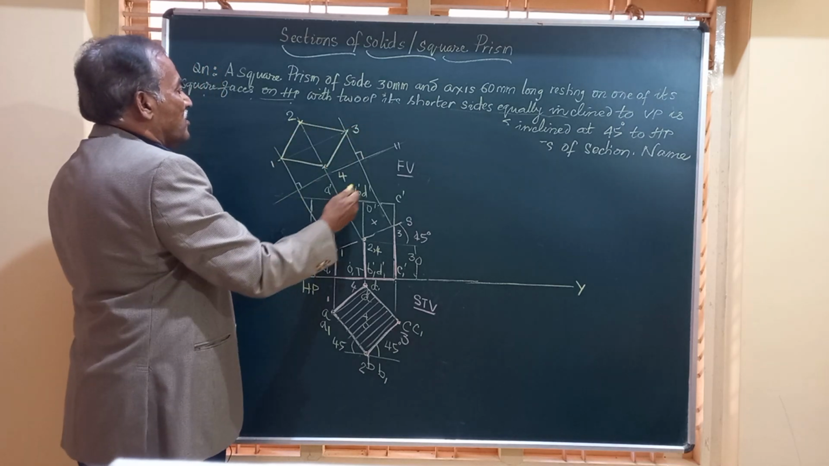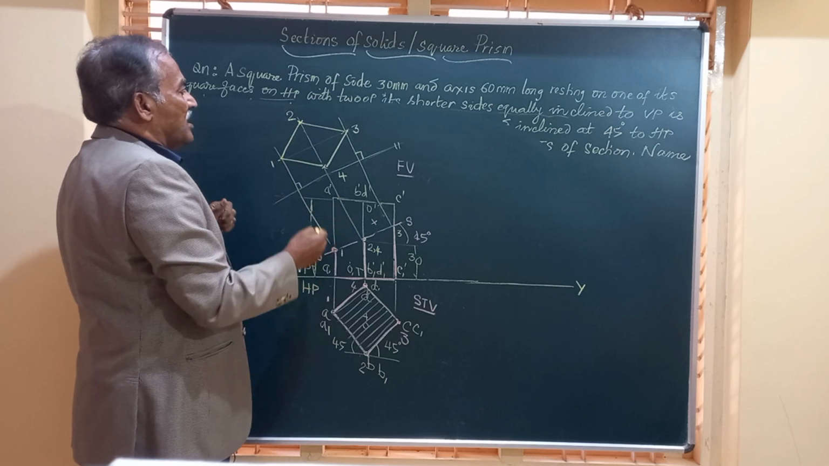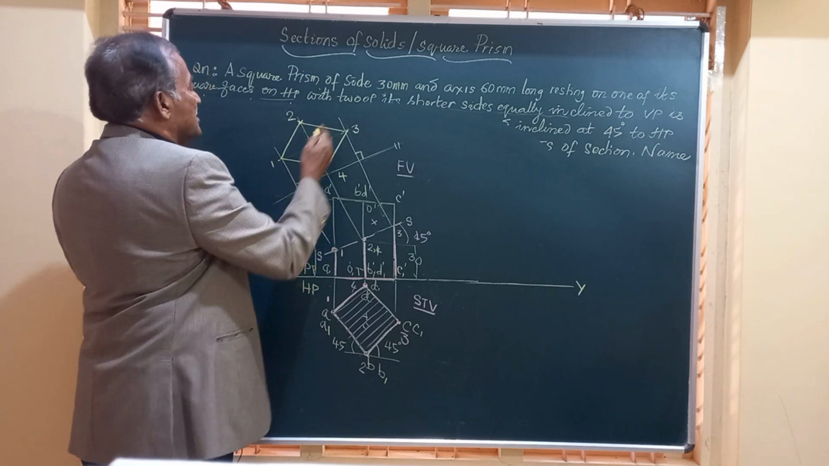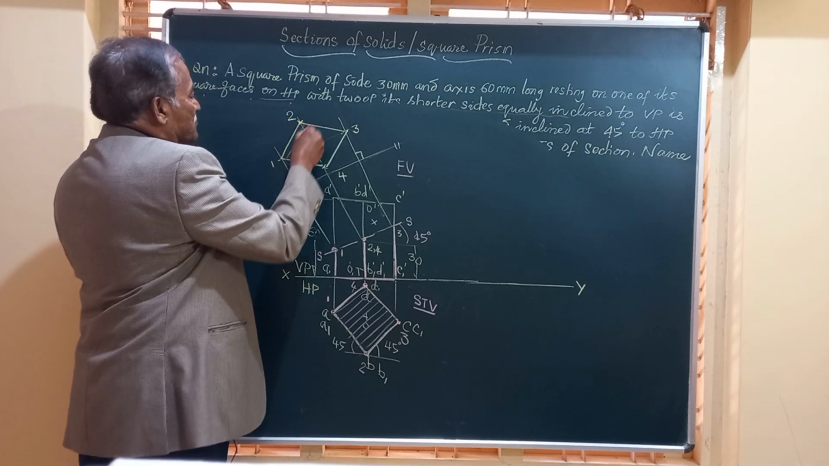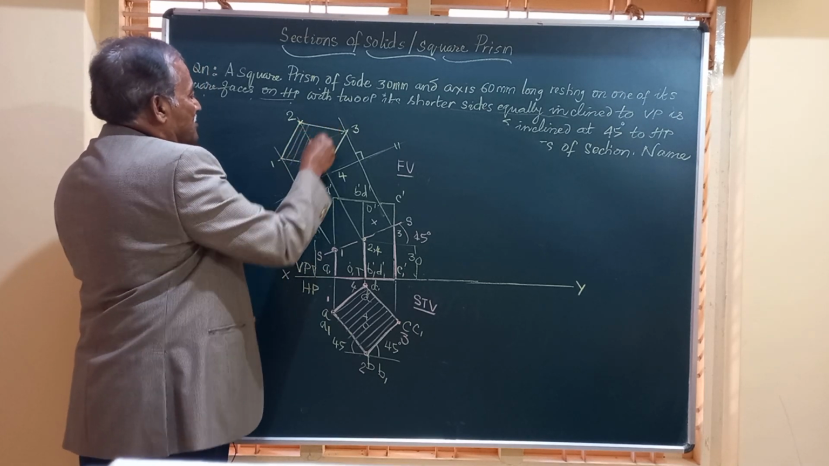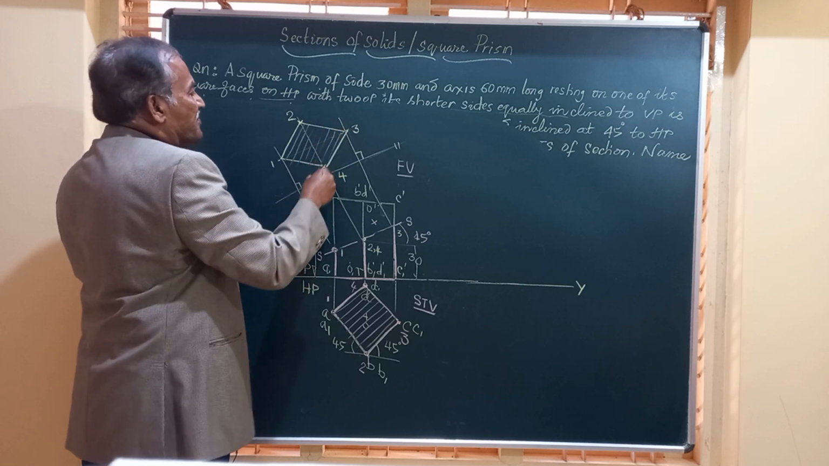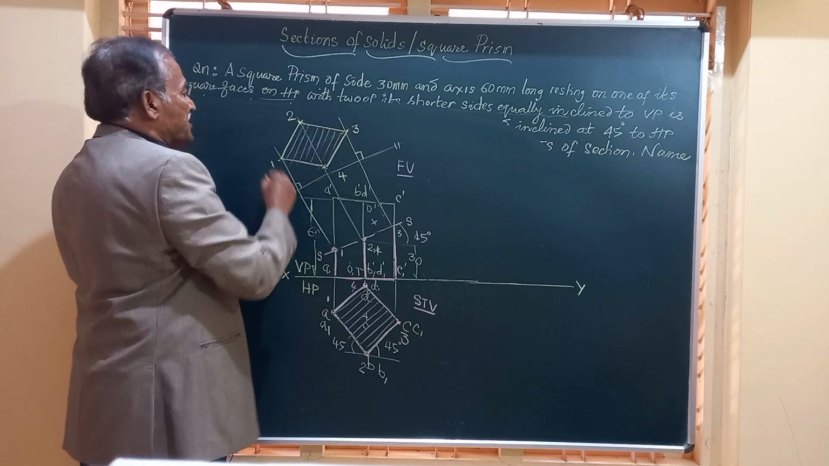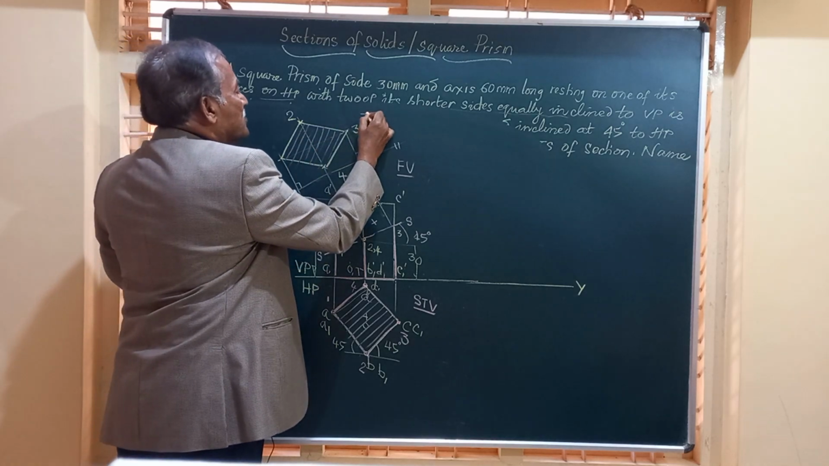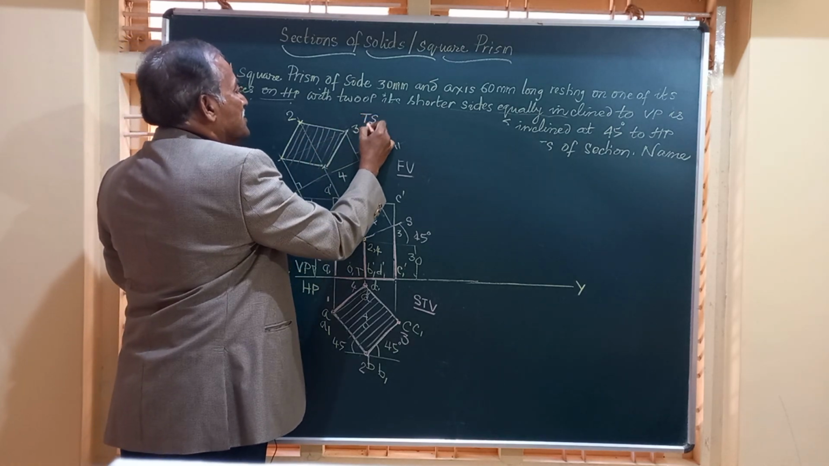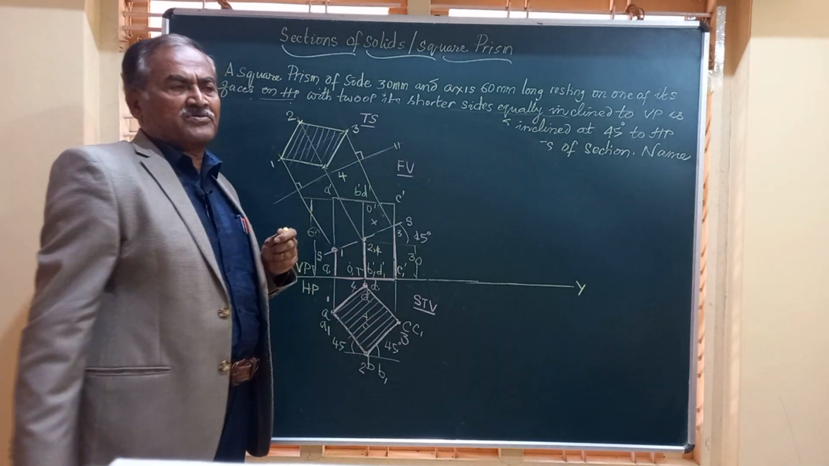Friends, we have got this figure, and this figure is the true shape. Before that, let me section it. We are going to draw lines parallel to these edges. They are at 45 degrees to the horizontal. Obtain this, friends. This figure will give you the true shape of the section. TS is the true shape of the section.